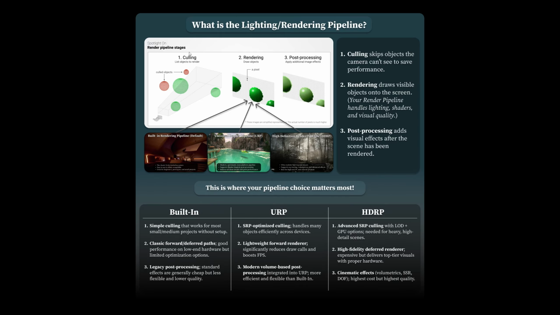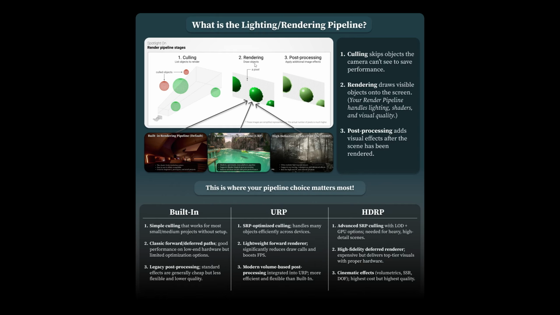First is culling. This stage identifies which objects the camera actually needs to draw. Anything outside the camera view or fully hidden behind other objects gets skipped. This saves performance, so Unity doesn't waste time drawing objects the player can't see.